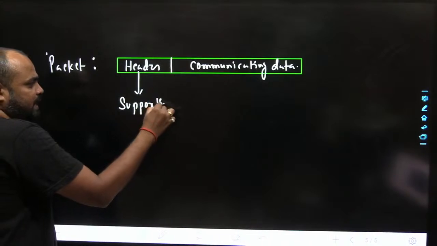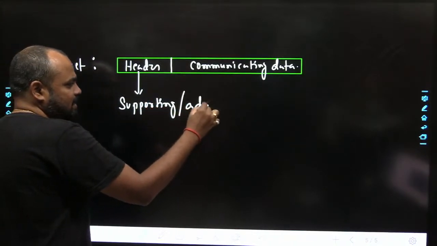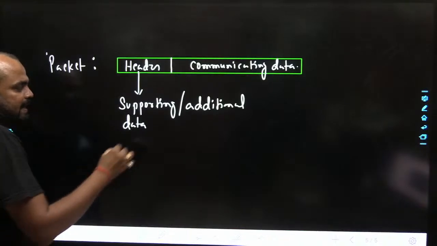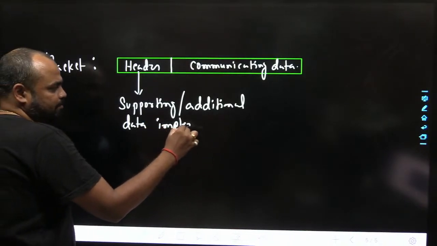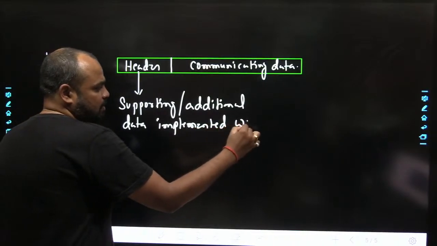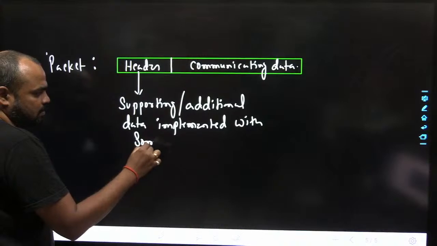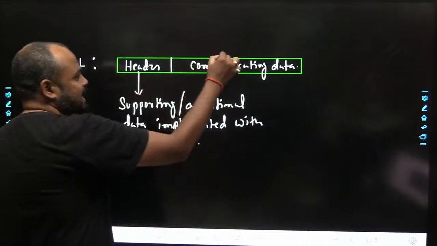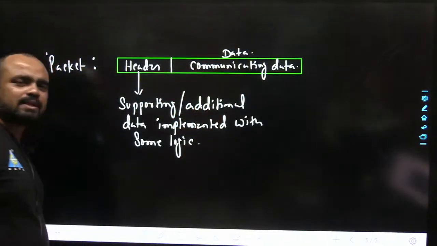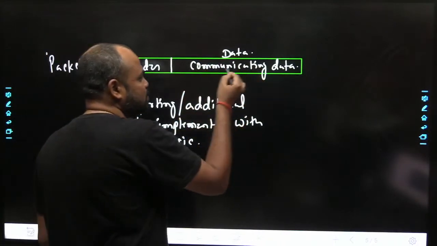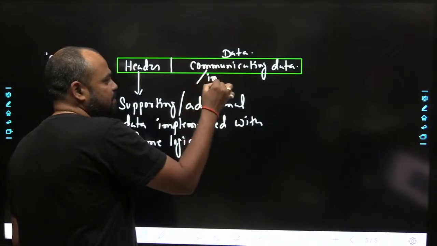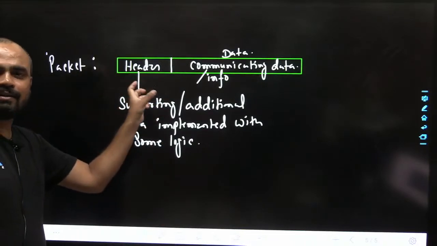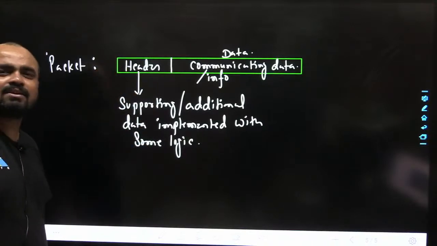This is nothing but supporting, or additional, data implemented with some logic. So inside the packet, there are basically two parts. One is the header and the second one is simply the data. You can call it communicating data or information data. And the second part is the header. The simple meaning of the header is the supporting data.